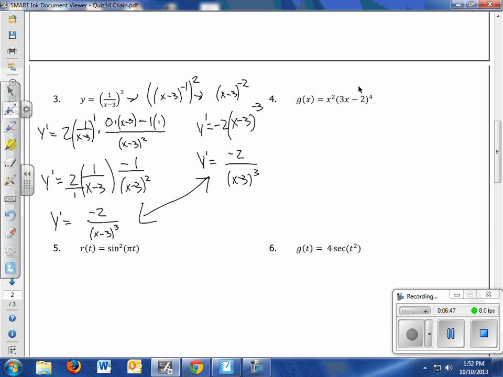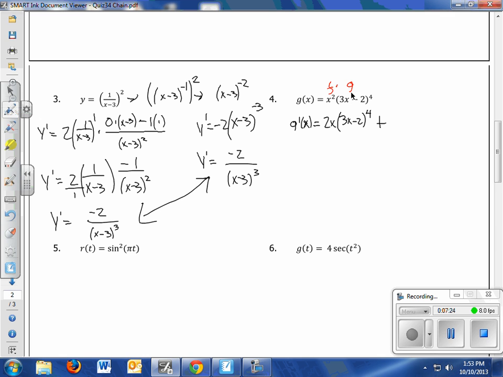Number 4, it's important to notice when we do number 4 that we have not a composition, but a product of two functions. This x squared we consider an f, times 3x minus 2 to the fourth, we consider that a g. So if I take the derivative, I must first do f prime g and then add g prime f. F prime is 2x, g is 3x minus 2 to the fourth, plus g prime.